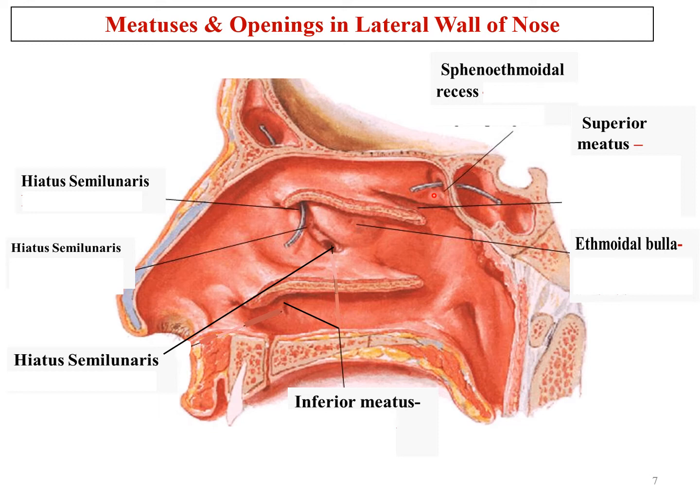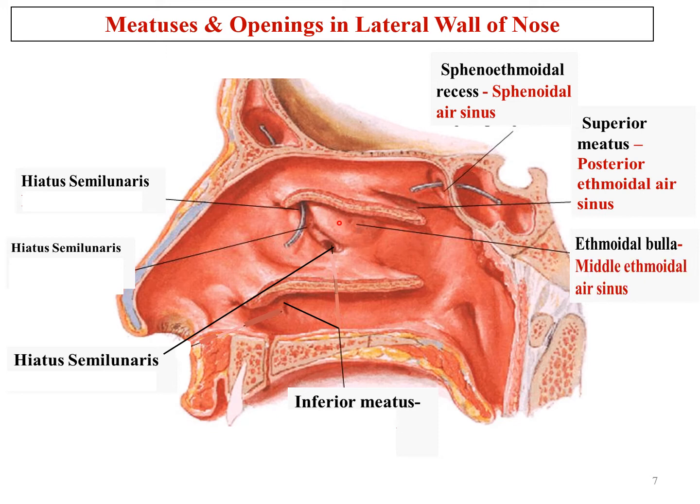So let us begin with the sphenoethmoidal recess here. The structure that is going to open here, as can be seen, you can see the probe passing through that, and you can see the opening. The sphenoidal air sinus opens into the sphenoethmoidal recess. In the superior meatus, we have the opening of posterior ethmoidal air sinuses. And in the middle meatus, over the ethmoidal bulla, we have 1 or 2 openings. Which sinuses will open here? The middle ethmoidal air sinuses.